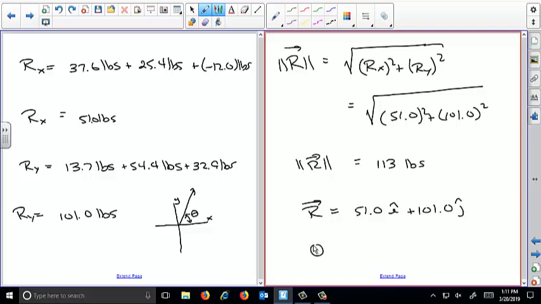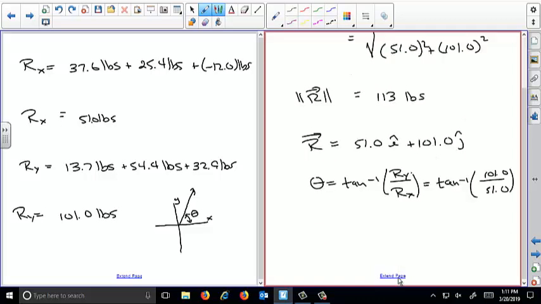And the angle is the arctangent of r sub y over r sub x. So you take the inverse tangent of 101 divided by 51, and you get 63.2 degrees.